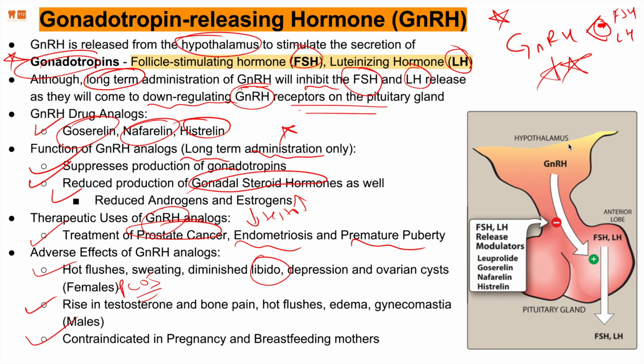So, hypothalamus, gonadotropin releasing hormone. Negative feedback done by modulators of FSH and LH. All the relins. And of course, leuprolide. Anterior lobe does not produce FSH, LH, and does not produce androgens.